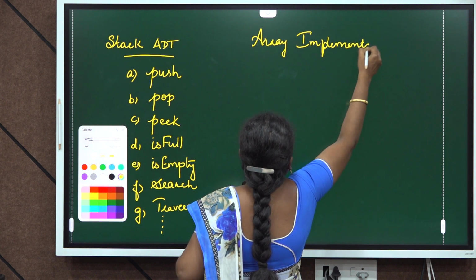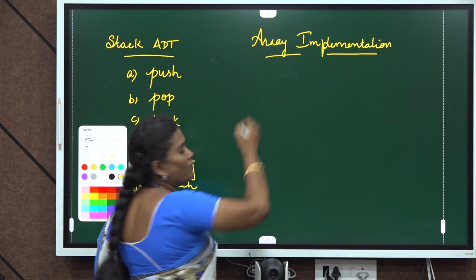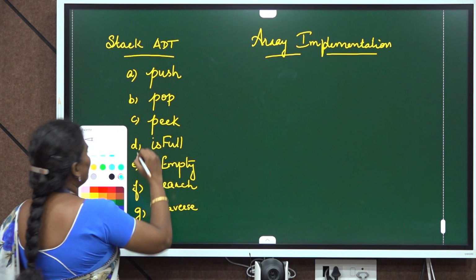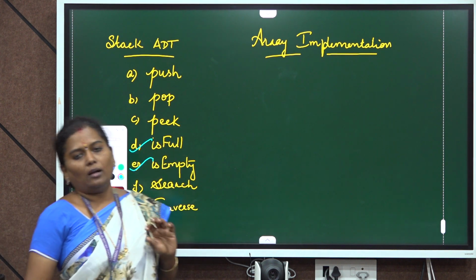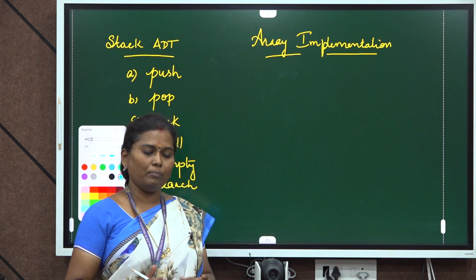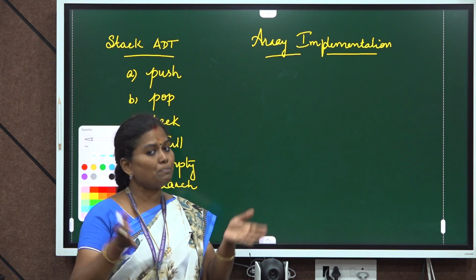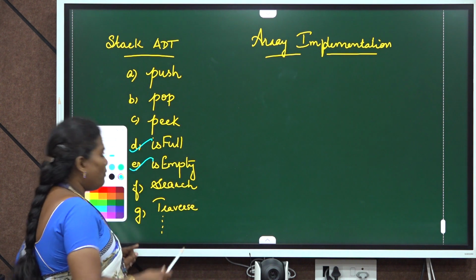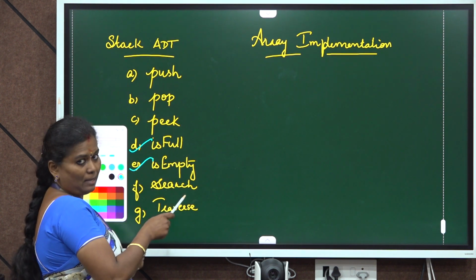So let us have a discussion of how to implement all these operations with respect to array. Let us first stick on to isFull and isEmpty. As we know, the array is a collection of similar data items where you have a restriction with the size, so you can store a specific amount of data in an array. So it is possible for us to do both the isFull operation as well as the isEmpty operation.